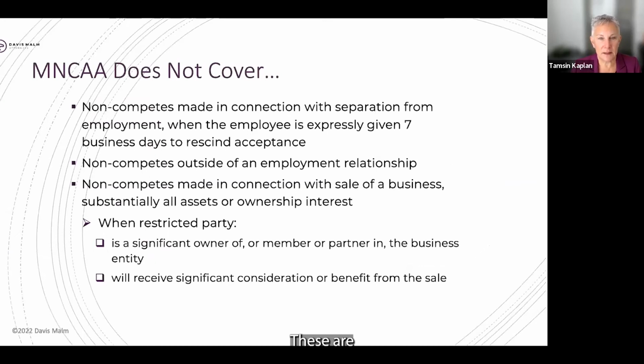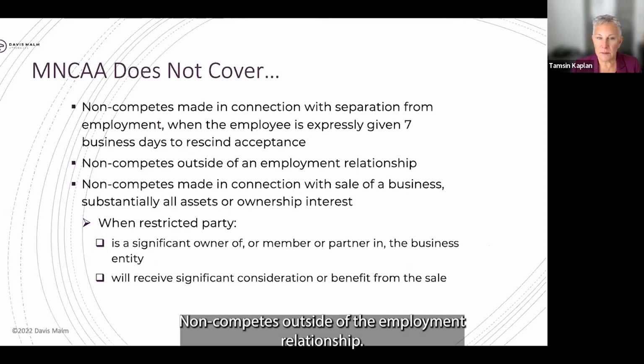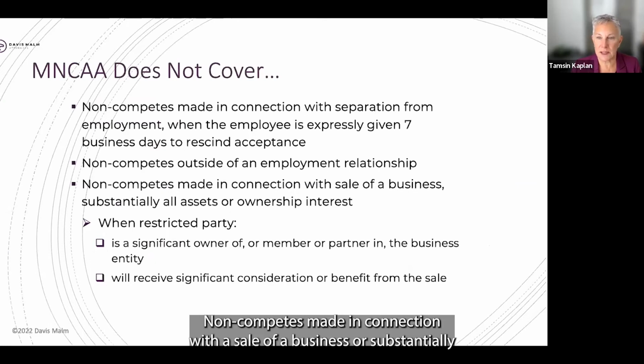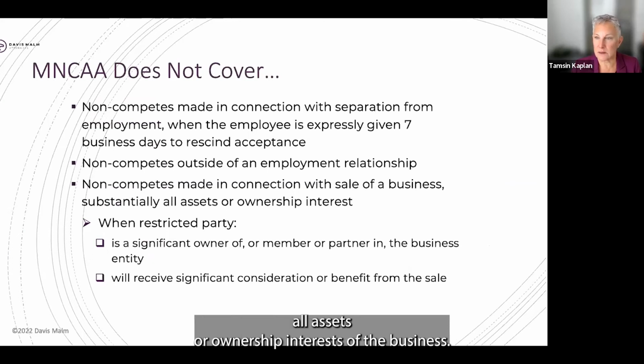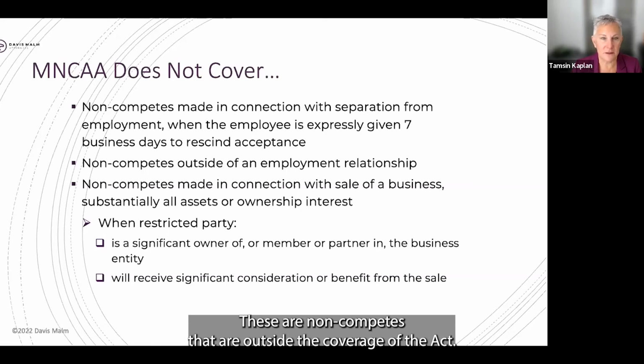These are the areas that are not covered by the Act. Non-competes that are made in connection with separation from employment. We talked about this already. When the employee is expressly given 7 business days to rescind acceptance. Non-competes outside of the employment relationship. Non-competes made in connection with the sale of a business or substantially all assets or ownership interests of the business. When the restricted party is a significant owner of or member or partner in the business entity. And when they receive significant consideration or benefit from the sale. These are non-competes that are outside the coverage of the Act.